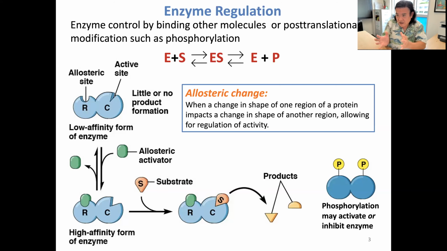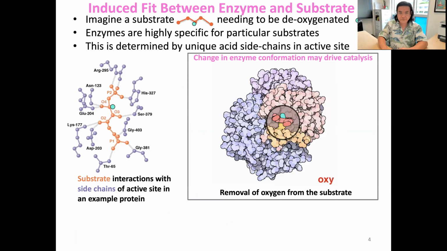Or it may be that normally the enzyme shape is active to start with, but your cell needs to turn it off. So maybe by phosphorylating it, it changes its shape and it turns the protein off. Okay, so phosphorylation is a very common, very important way of controlling proteins that are things like enzymes.